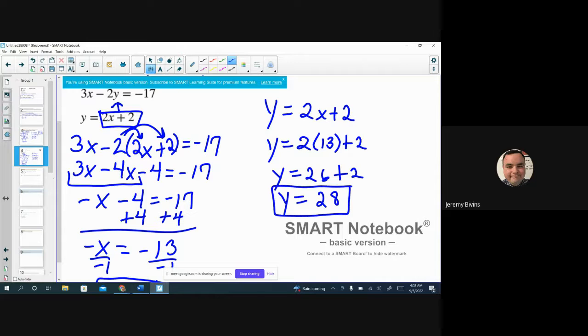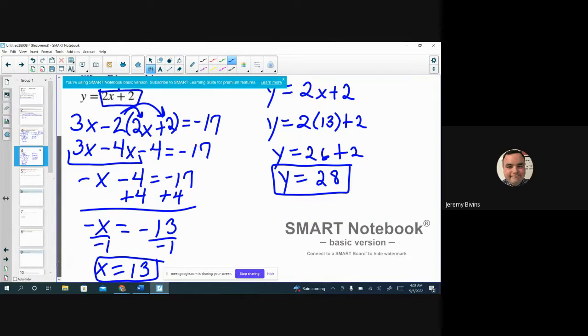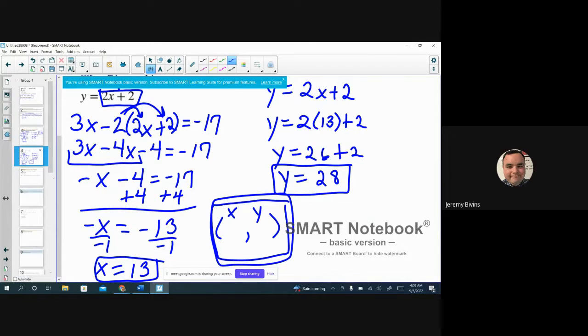And remember, we have to put our final answer in a coordinate pair. So we have our x, comma, the y, in our double box to represent the final answer. The x goes first, so we have our 13. And then we have our y, which is the 28.